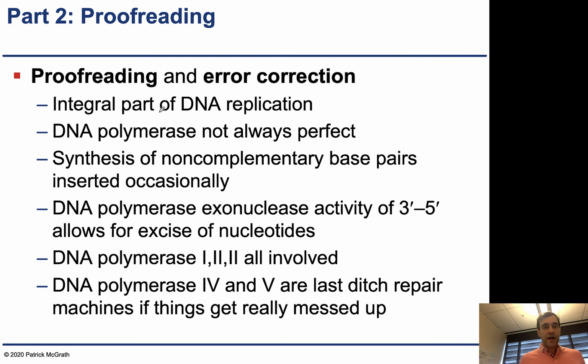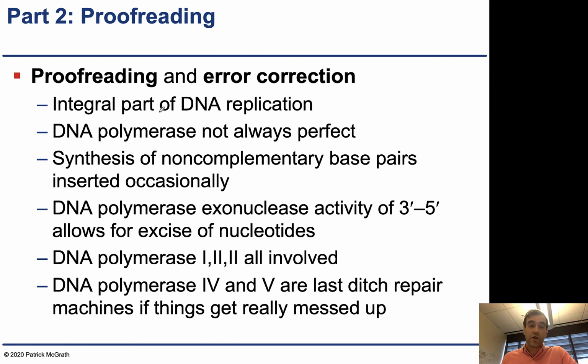So the final aspect of DNA replication is proofreading and error correction, and this is an integral part of DNA replication. So DNA polymerase is not perfect. It's trying to do this very fast. It's adding about 1,000 new nucleotides every second to the newly synthesized strand. So think about how fast that is, 1,000 base pairs per second. And so it doesn't always get it right.